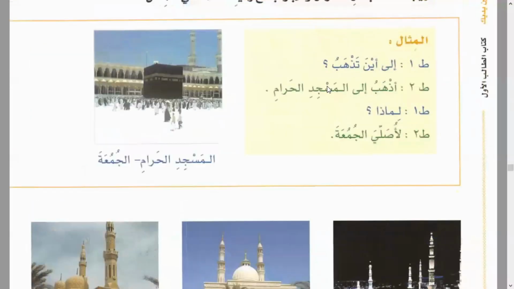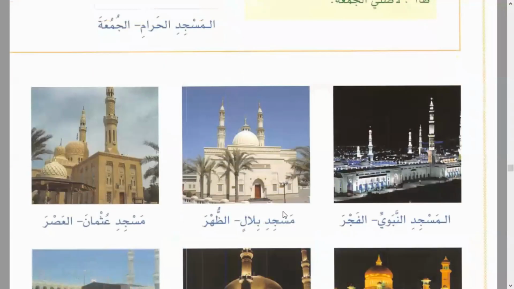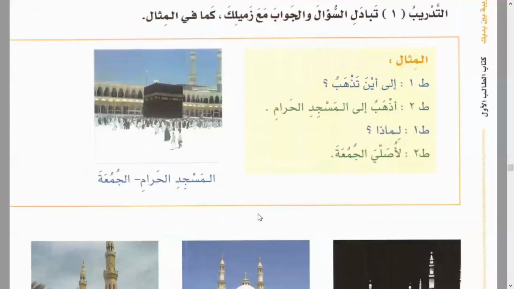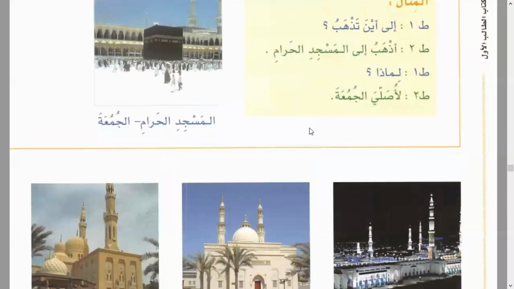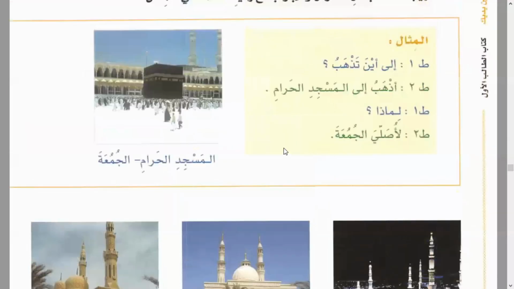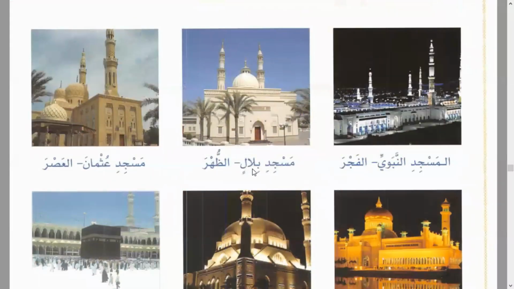Okay, this was the first one. Next, ila aina tadhhabu? Where are you going? Adhabu ila masjid Bilal. I'm going to Masjid Bilal. Bilalin. And even this, if you remember, is mudaf and mudaf ilayh. Masjid Bilalin. Mudaf is the first word, the possessed thing, and doesn't take alif lam or tanween. And the second word is the mudaf ilayhi. Like Baytullahi, Ka'batullahi, Naqatullahi, Allah's camel. The second word has a kasra always.